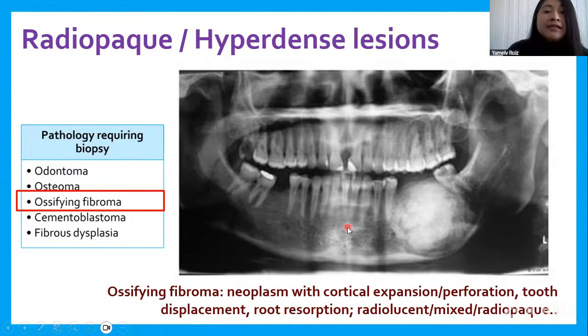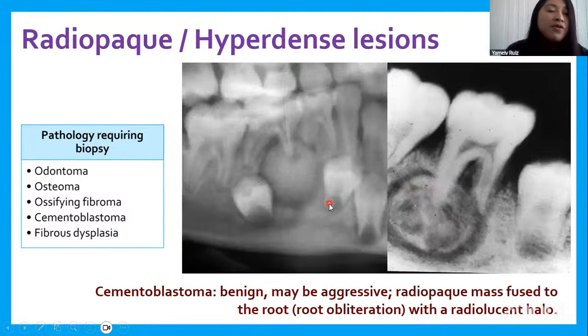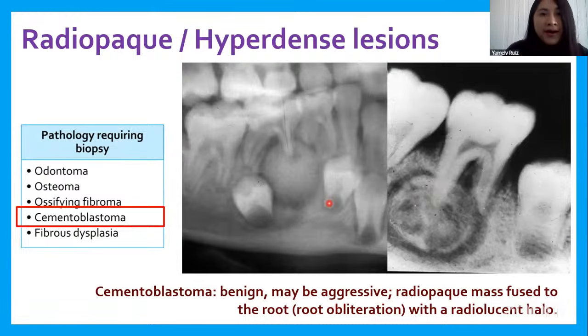And similar to cementoosseous dysplasia, the ossifying fibroma may appear at the beginning as a radiolucent or hypodense area, then with the passing of time become mixed, and at the end become radiopaque, as I see in this panoramic radiography.